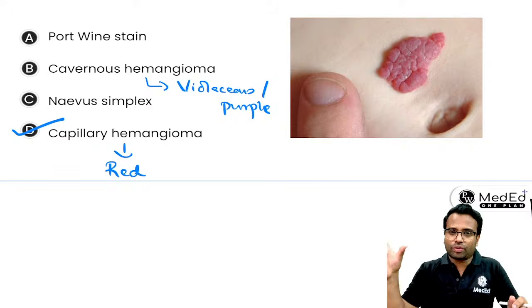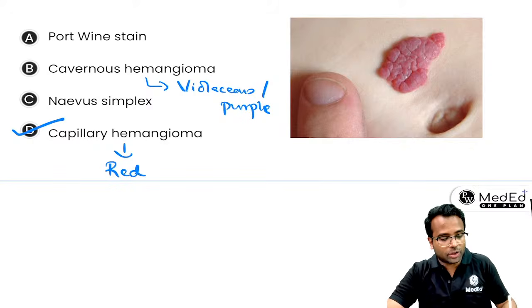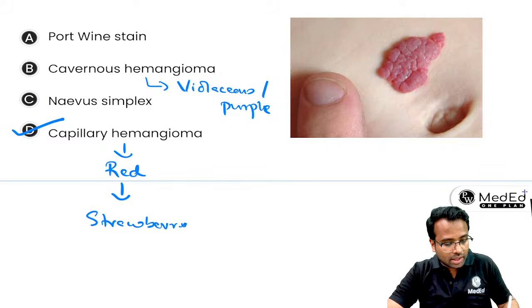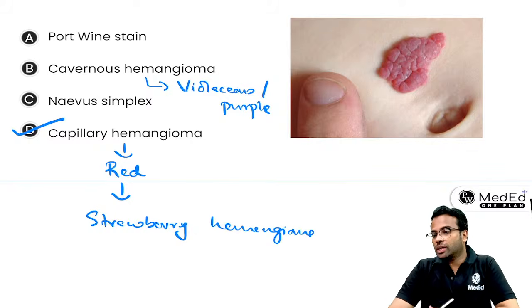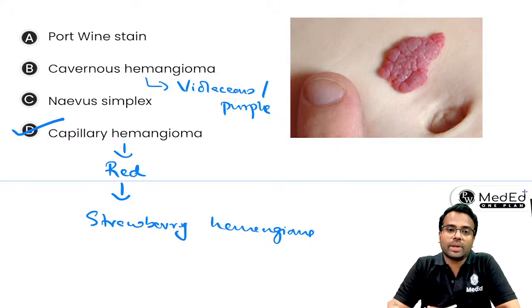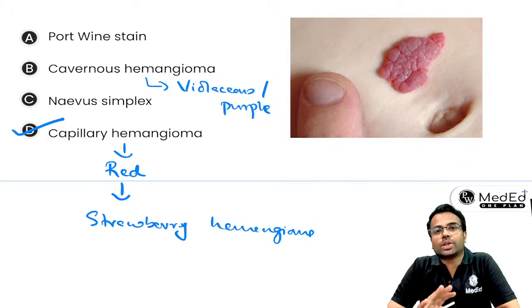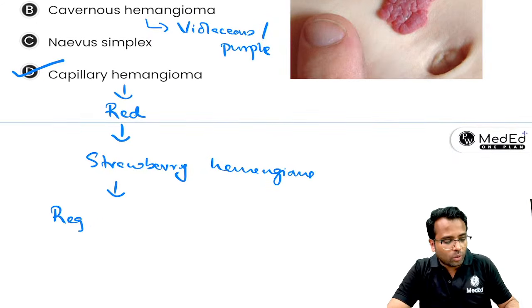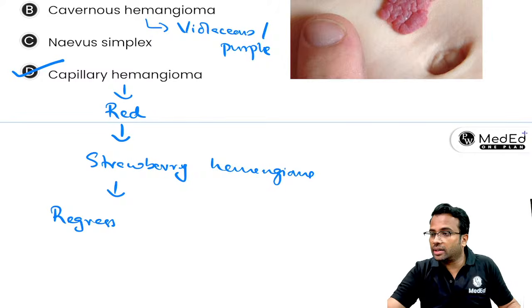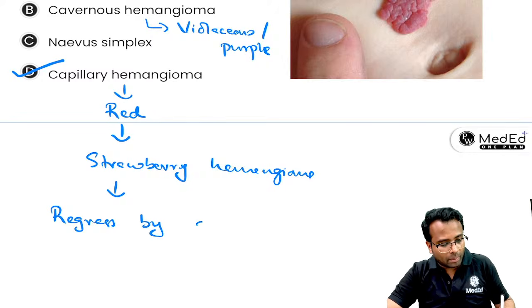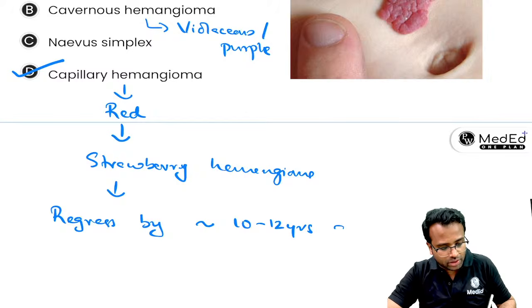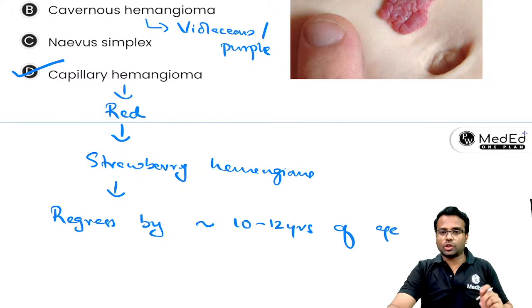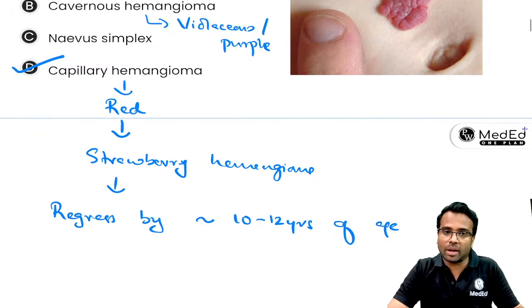So if it looks more red, it should be a capillary hemangioma, and this is also called a strawberry hemangioma. Don't get confused about it. It looks like a strawberry, and the answer should be a capillary hemangioma, which usually does not require treatment, because these lesions are bound to regress. They regress by approximately 10 to 12 years of age. That is called a capillary hemangioma.